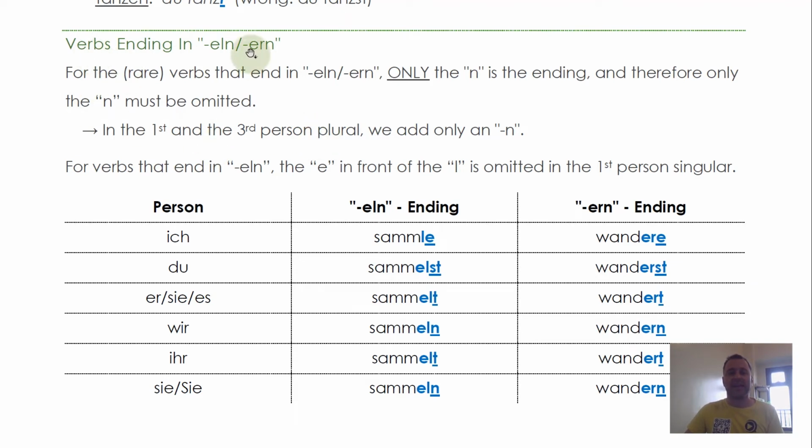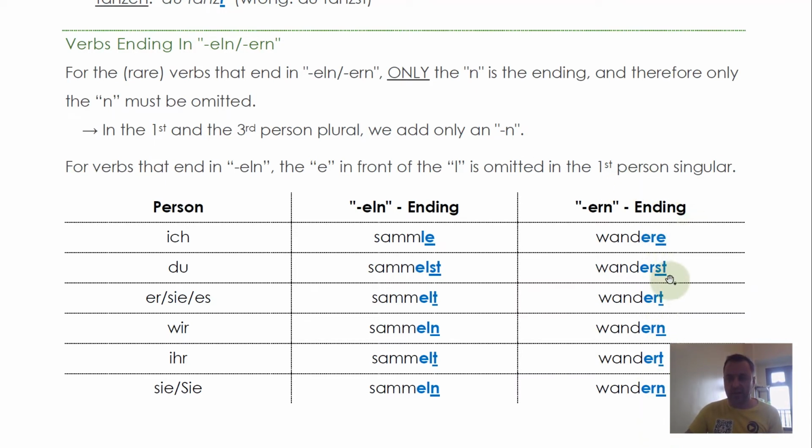For the verbs that end in ELN and ERN, this is the official ending, but for you it's more important that you realize that actually just the N is the ending that matters for you, because here we omit only the N and add then the ending. So we do not omit ELN or ERN. No, we just drop the N and then add the corresponding ending. That is still the 100% regular ending. So there's no change in that. You don't have to learn hundreds of different endings.